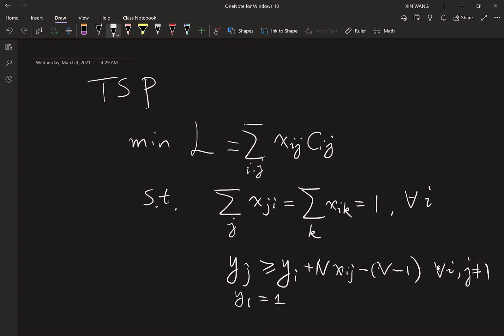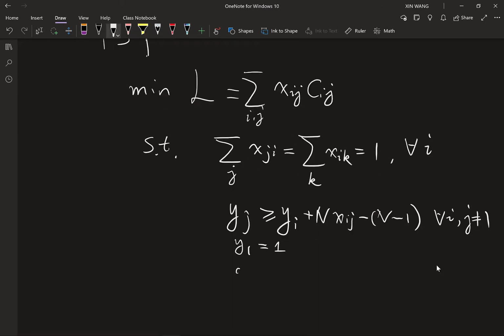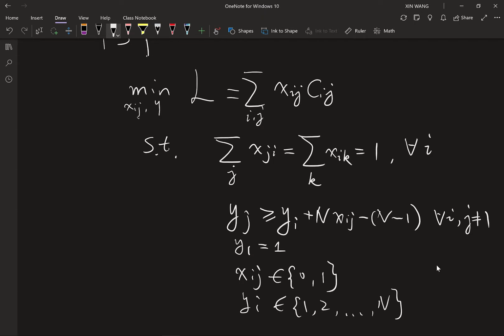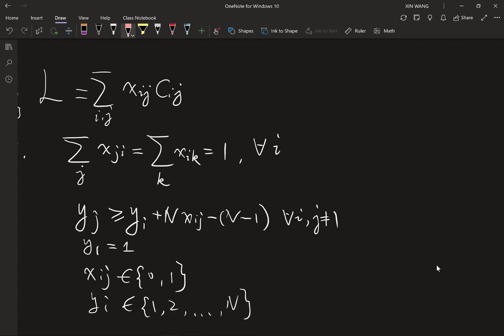Okay, and then definitely our xij are integers, and yi are from 1 to n. So this is our optimization problem. The variables are xij and yi. This is our conservation law. This is our subtour elimination. And then this is our integer decision.